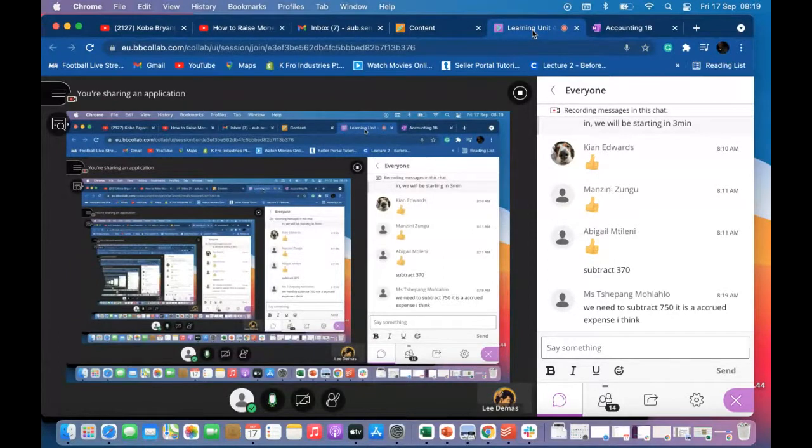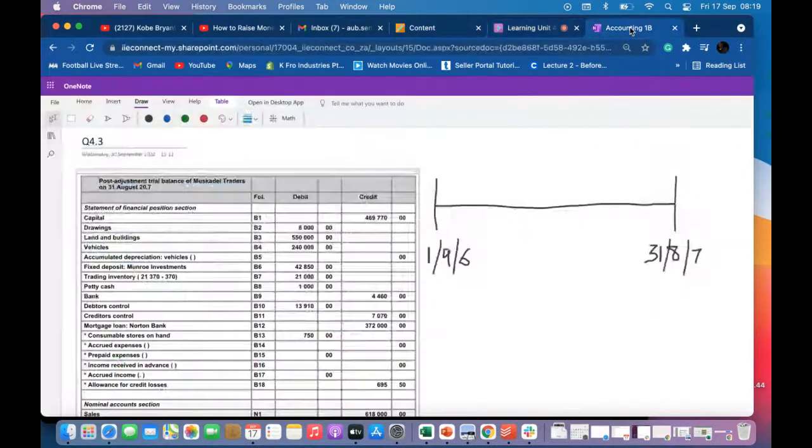We need to subtract 750. It is an accrued expense, I think. Thank you very much for thinking, Tsepang. We appreciate that. So you do need to subtract 750 from the expense of postage and stationery. So let's do that. That's the first bit. You are 100% correct.